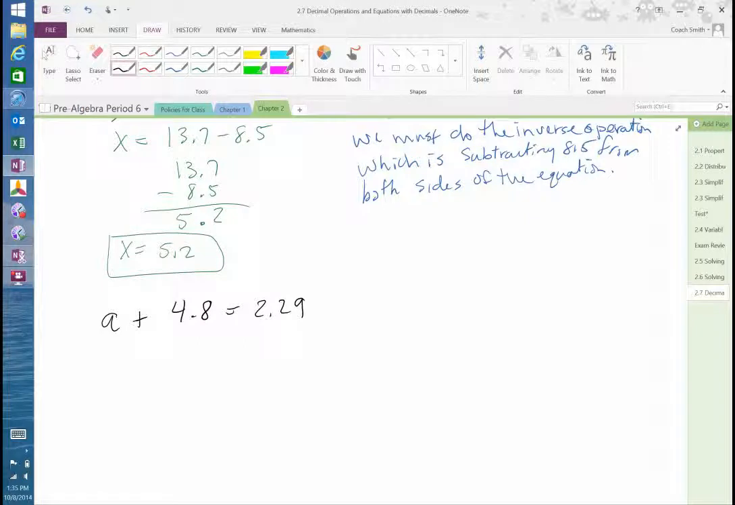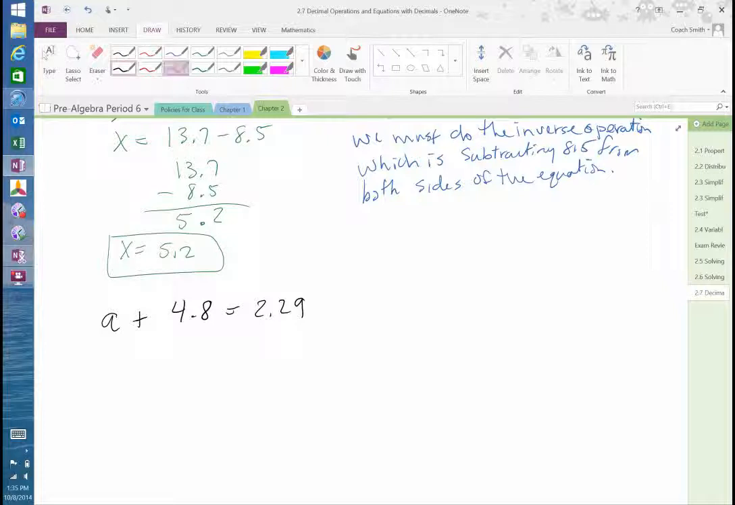Even if I think of the smallest number I could think of. Let's say I'm not real bright and the smallest number I can think of is 1. Well, what's 1 plus 4.8? 5.8. That's a lot larger than 2.29. Well, 0 plus 4.8 is 4.8. It's still larger. So that tells me that my answer is going to have to be negative. Now, let's solve it.